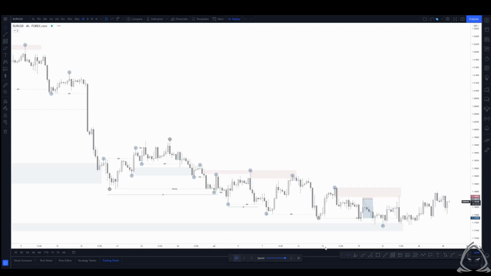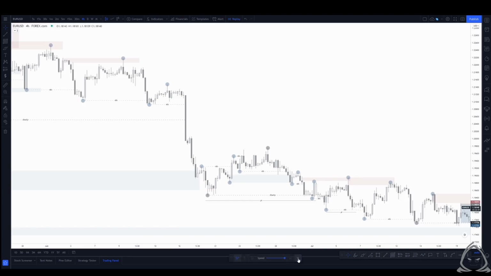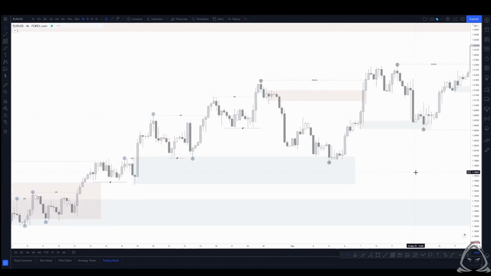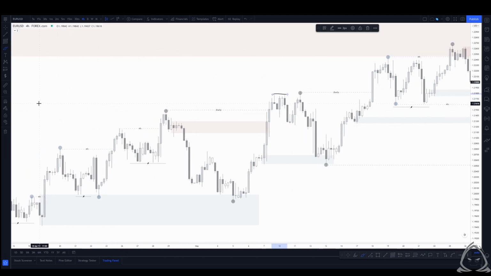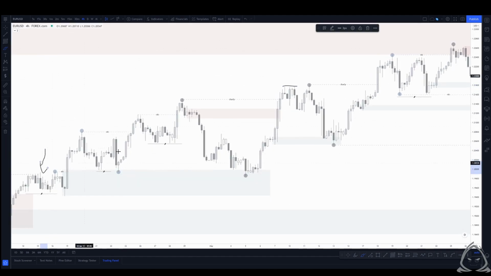So what we'll do is we'll just move on just a little bit more. Go back to where we were. Okay, perfect. And what we can see is we now create a high. And again, similar to what happened back here where we created a high, we started to create some substructure, created a new lower low. We move back to the high, we wick it, and then we continue back to the downside, creating lower lows and lower highs.